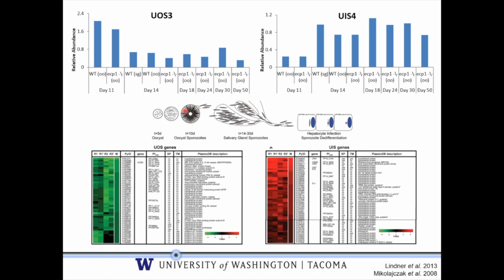So despite the fact that our ECP1 knockout sporozoites are trapped within these oocysts, they are showing gene expression changes that correspond to those sporozoites that are able to go to the salivary glands, meaning there might be some aspects of sporozoite maturation in the mosquito that is time dependent.